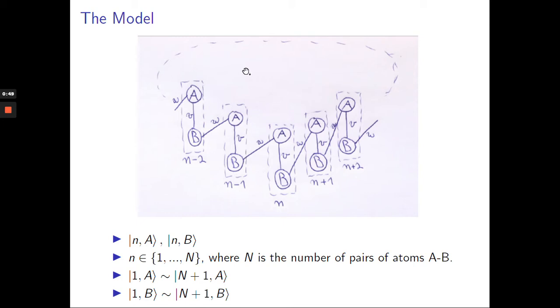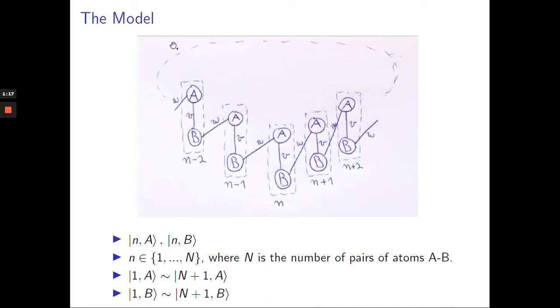So let's say we have only one electron. Our Hilbert space will correspond to the span of these vectors, each one of them corresponding to our electron being localized in an atom. So n will be a natural number which goes from 1 to capital N.